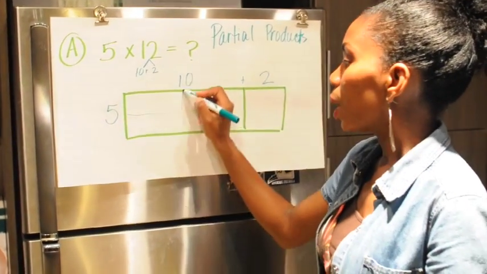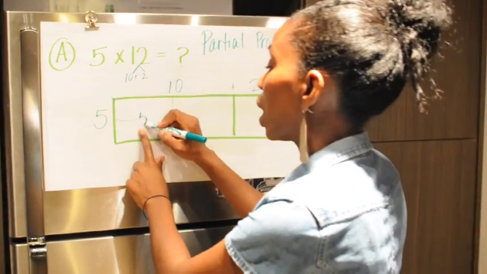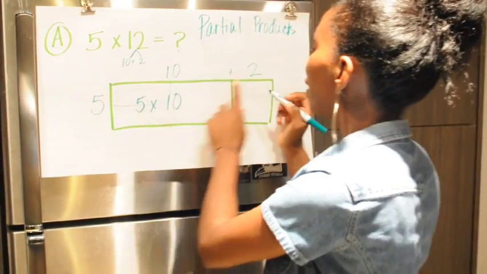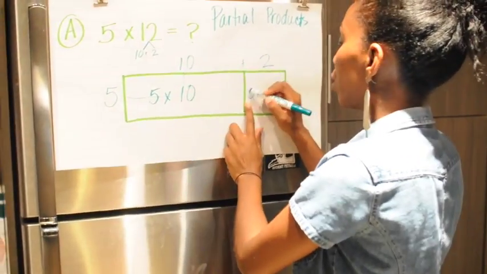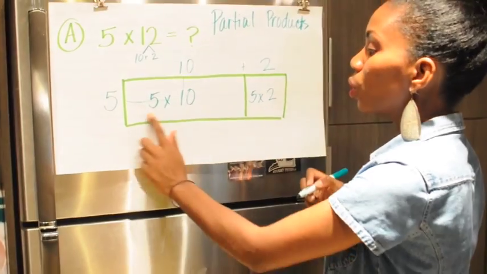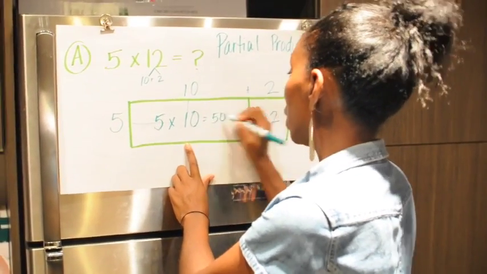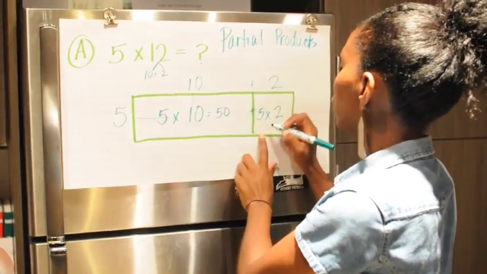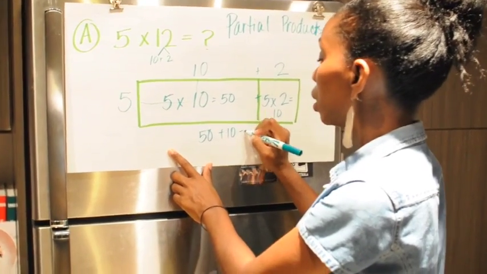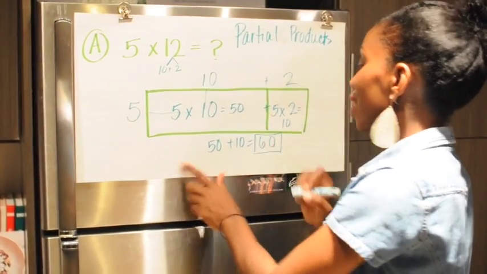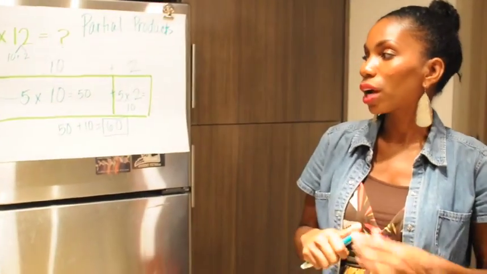And now in this box, I realize that the 5 and the 10 are coming together. This is 5 times 10. And then in this box, I have my 5 and my 2 coming together. So I have 5 times 2. So I'm simply going to add 5 times 10, which is 50, plus my 5 times 2, which is 10. 50 plus 10 equals 60. This is the same problem we did earlier. I just showed you this partial products method.